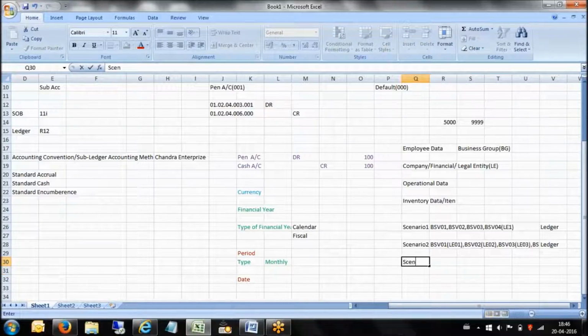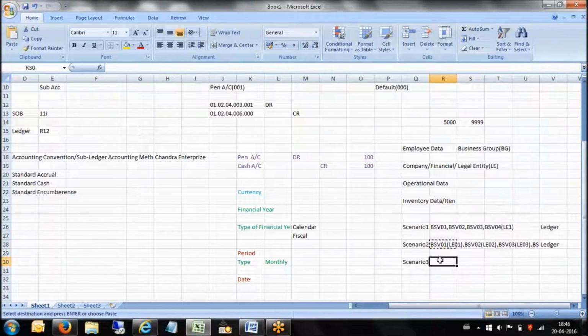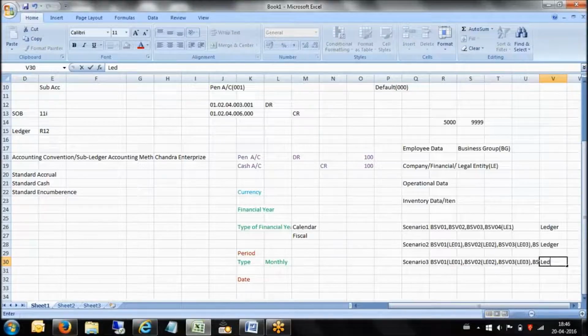Scenario 3, where this remains the same, but ledger 1, ledger 2, ledger 3, ledger 4.